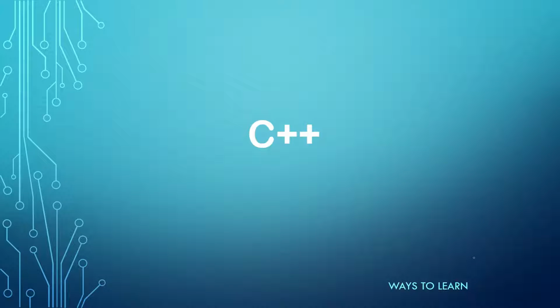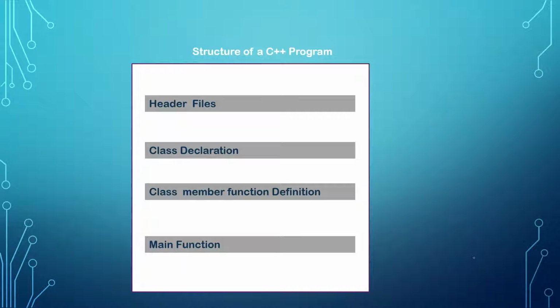In this session, let us see the structure of a C++ program, how to compile and execute the C++ program, and what the types of errors are that are involved while compiling and executing your program. So first, let us see the structure of a C++ program.